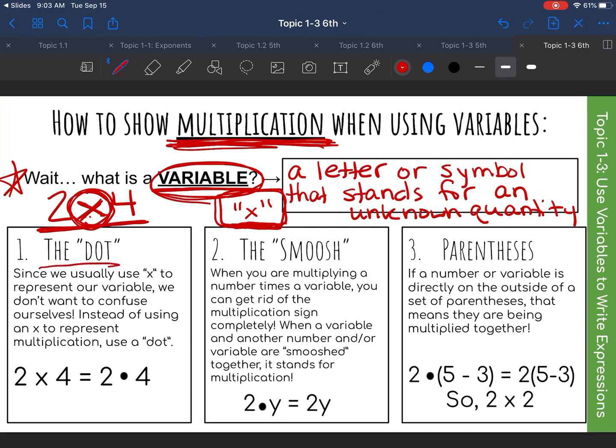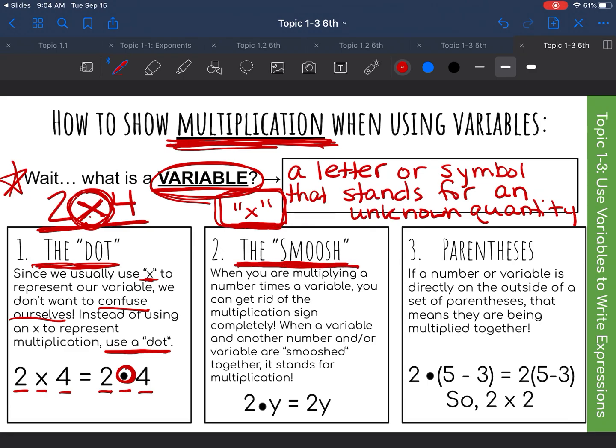So the first way, I like to call it the dot. Since we usually use X to represent our variable, we don't want to confuse ourselves. Instead of using an X to represent multiplication, just use a dot. So instead of writing 2 times 4, we just write 2 times 4, but using that dot instead. And the dot stands for multiplication. Easy enough.